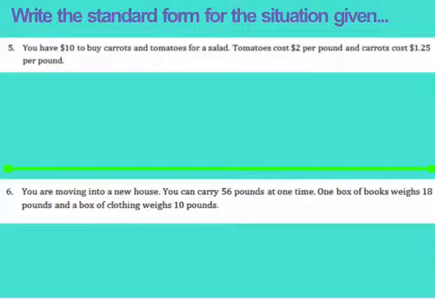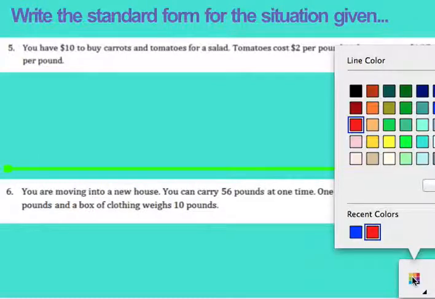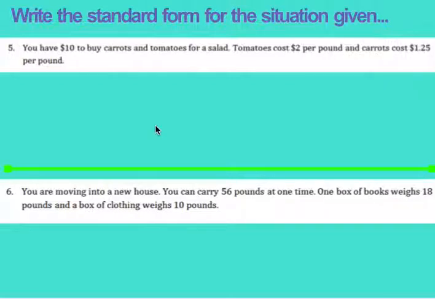Now let's take a look at how we're going to use this in word problems. It says you have $10 to buy carrots and tomatoes, and that tomatoes cost $2 per pound and carrots cost $1.25 per pound. I'm going to let x represent how many carrots I buy. I'm going to let y represent how many tomatoes I buy. So I have $10. Now let's assume that we're going to buy all 10. Okay, so we're going to use all $10.